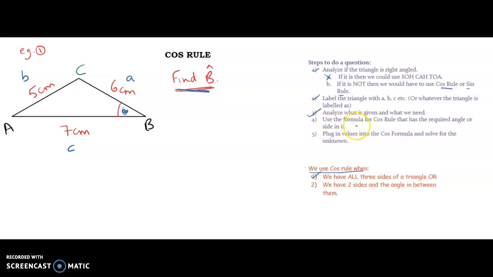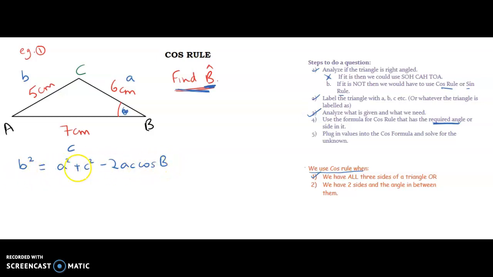So, use the formula for cos rule that has the required angle or the side in it. So what am I asked to do here? I'm asked to find angle B. So that means I'm going to use the formula that starts with the small b. So that is the one that I erased just now. It would start off with b squared is equal to a squared plus c squared minus 2ac cos of capital B. So this is what I'm going to do, right?